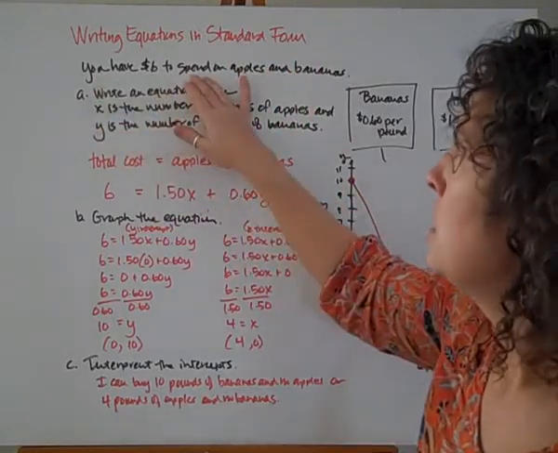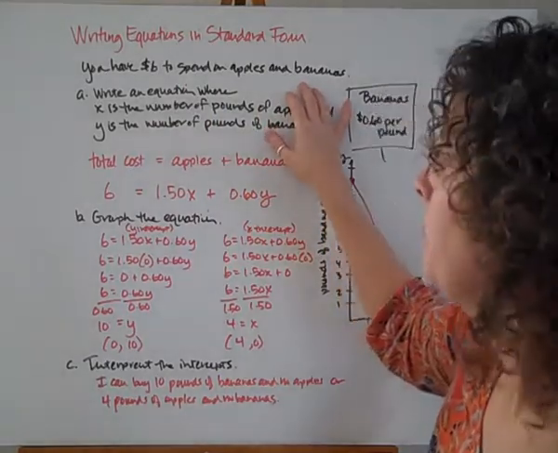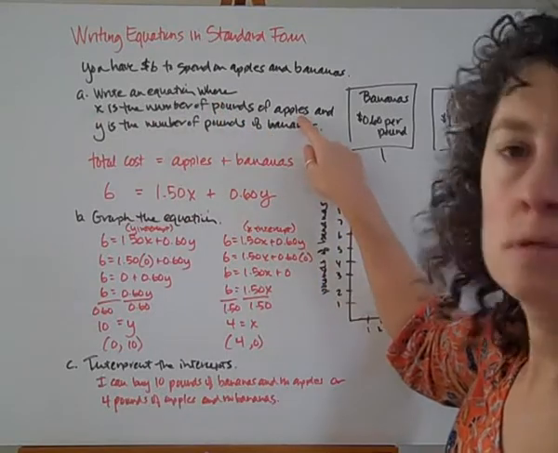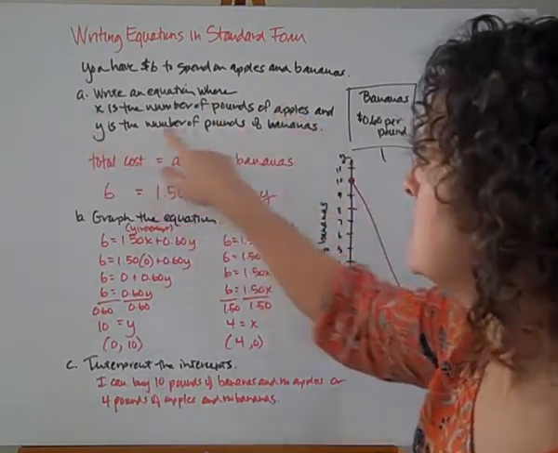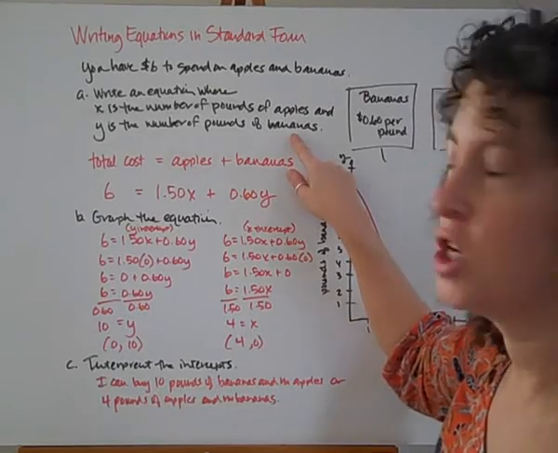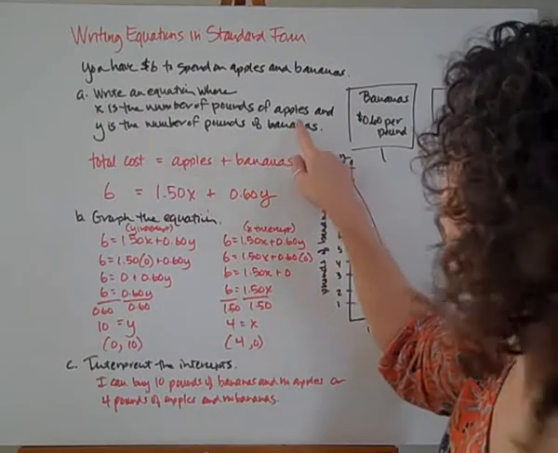So you have $6 to spend on apples and bananas. Hopefully this is not right before lunch and you're hungry. We're going to write an equation where x is the number of pounds of apples and y is the number of pounds of bananas. If it says apples on your sheet, could you change that? I'm not sure if I changed it yet. So x is apples, y is representing bananas.